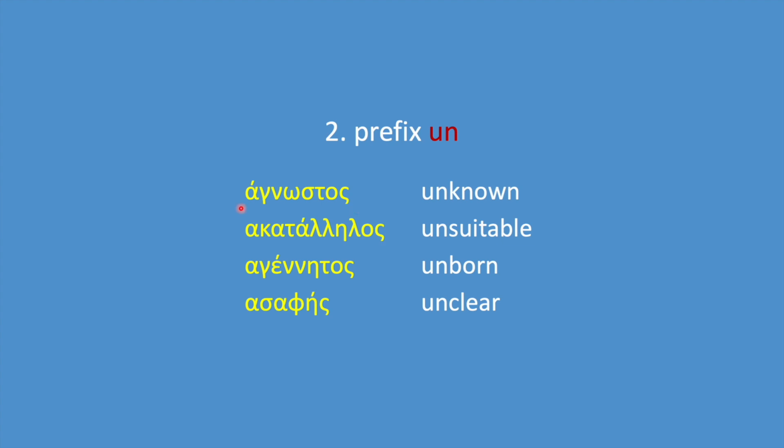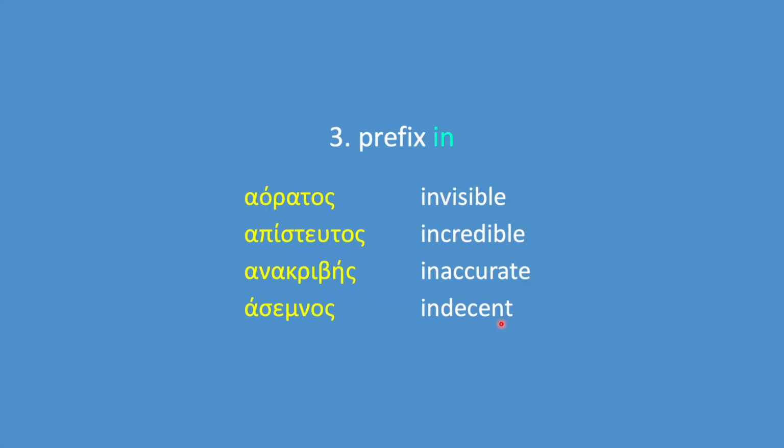Άγνωστος, unknown. Ακατάλληλος, unsuitable. Αγέννητος, unborn. Ασαφής, unclear. Number three, we use the prefix in.